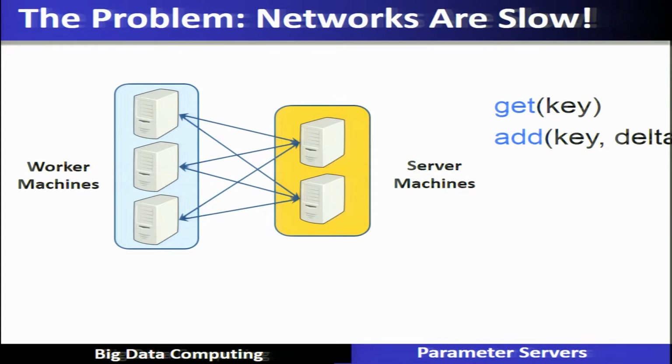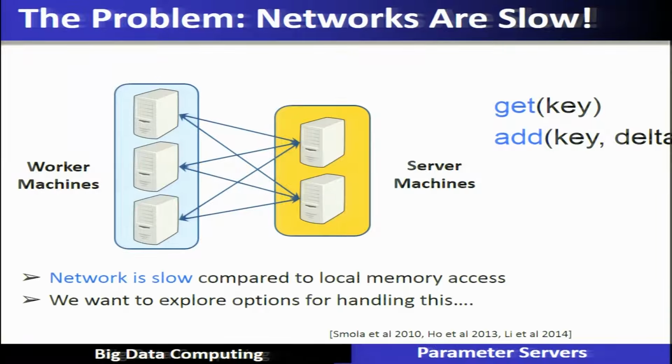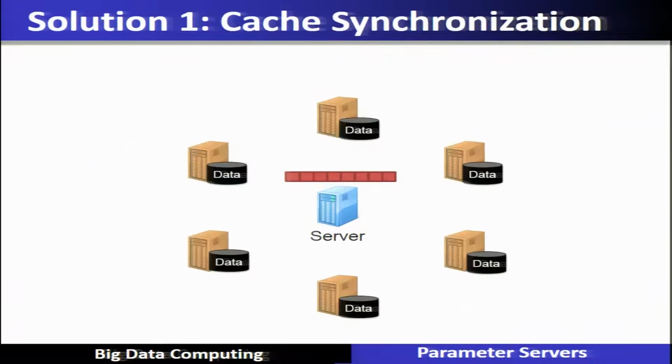Now, the problem here is that networks are slow. That means when these parameter servers which maintain the parameters of the model use get and add key operations over the network, they become quite slow. As the network is slow compared to local memory access, we want to explore options for handling this with the help of caching.